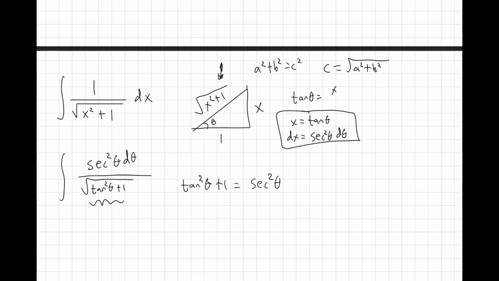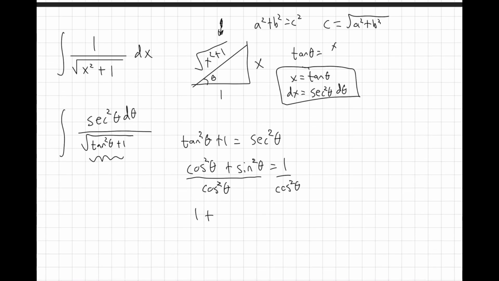And the reason this is the case is because cosine squared theta plus sine squared theta equals 1. And if we divide by cosine squared on both sides, on the left-hand side, we get 1 plus tan squared theta is equal to secant squared theta. So that's how we got that identity.